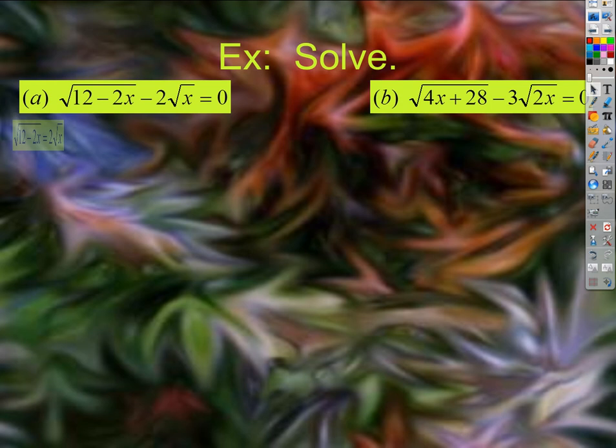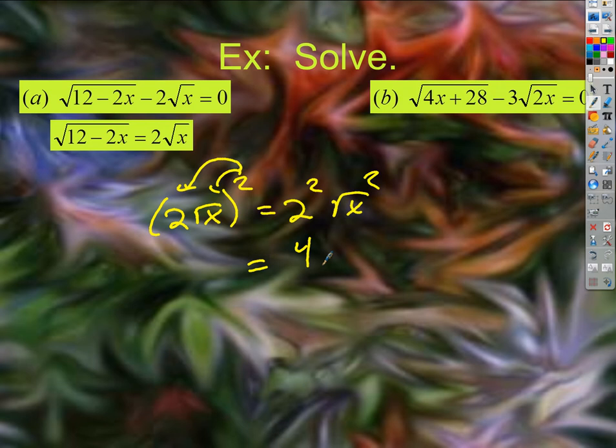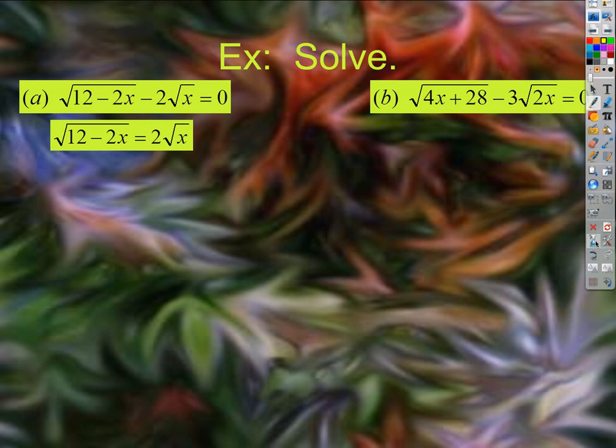If I square the right side, let's just look at that real quick. If I take the quantity 2 times the square root of x, squared, think about that for a second. What's that going to give me? Okay, 2 squared, I have to distribute, right? 2 squared times the square root of x squared, and what's 2 squared? Square root of x squared? There you go, right?